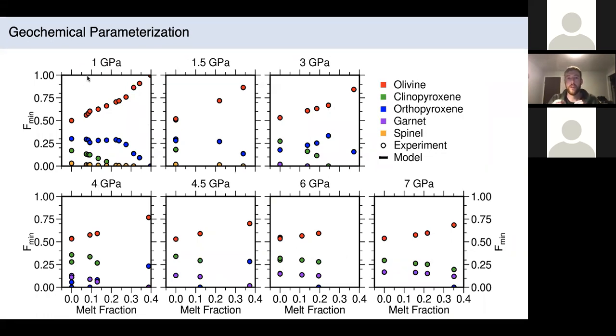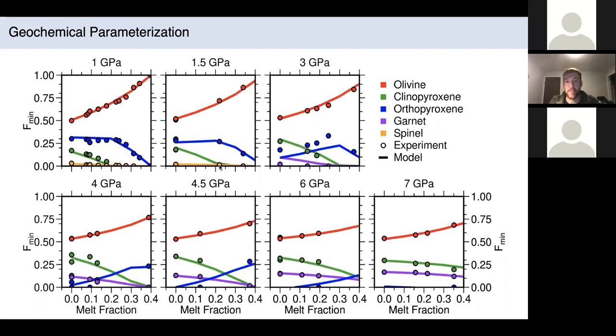In order to parameterize the mineralogy in the system, we use a series of different mineralogical experiments from the 1990s, and then we fit these using simple parameterizations as a function of both pressure, which is shown up here, and melt fraction, which is shown along the x-axis.